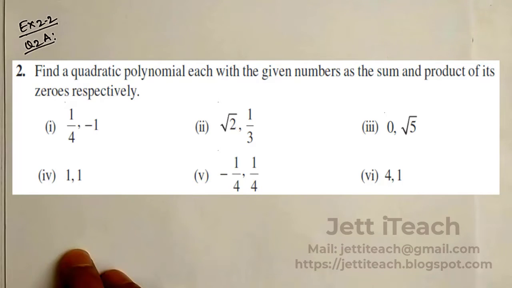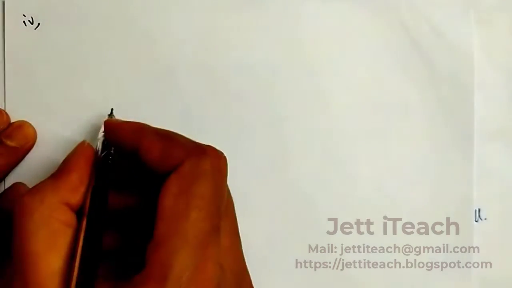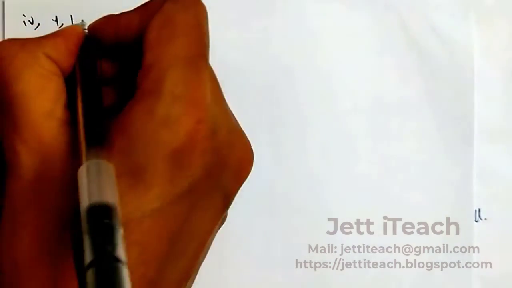Exercise 2.2, question number 2. Find a quadratic polynomial each with the given numbers as the sum and product of its zeros respectively. Fourth one: 1, 1. Sum of roots is 1, product of roots is also 1.